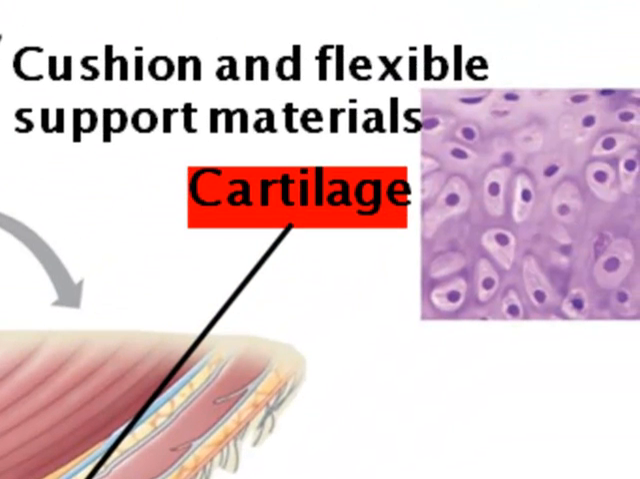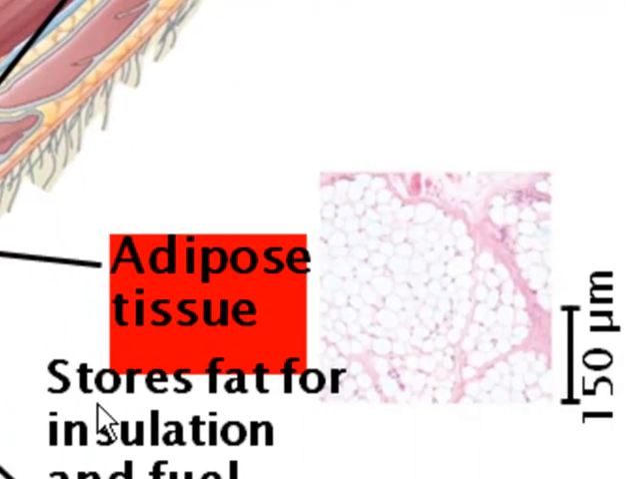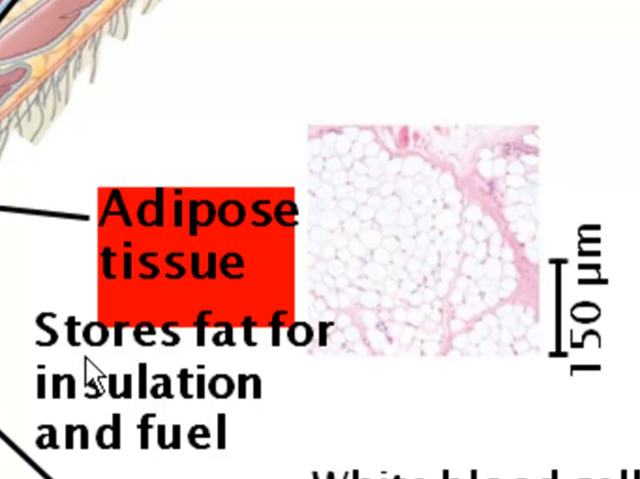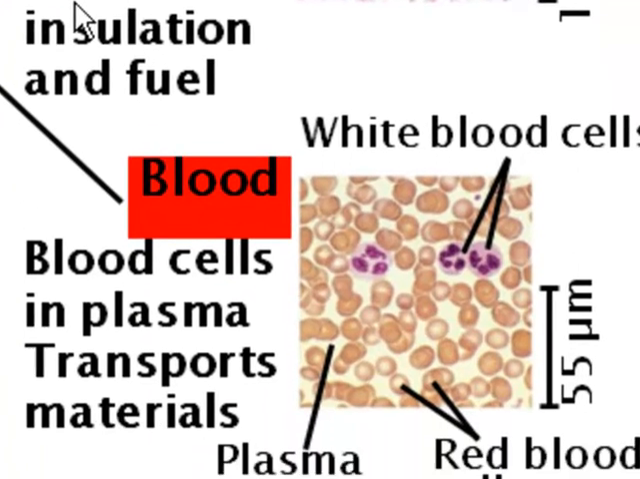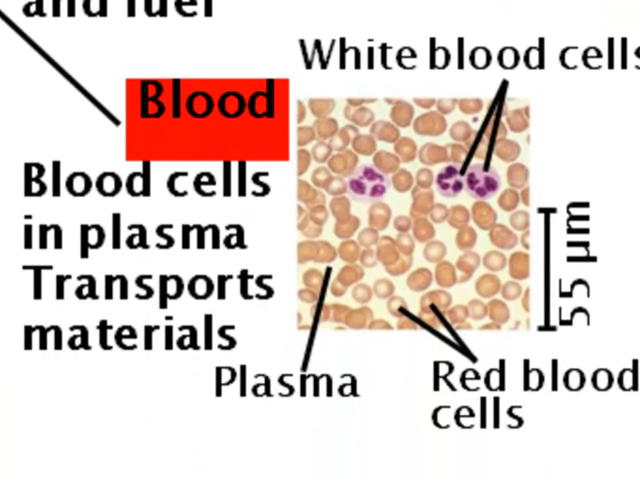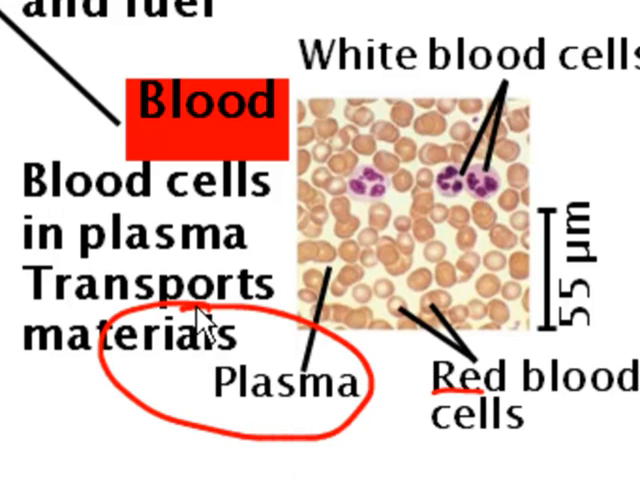The next one is cartilage. Cartilage you can see here in the gel matrix. You can see the chondrocytes in the purple dye. Below that is adipose tissue, lipids or fat used to insulate and as a secondary fuel source for our bodies. And then the last one is blood. Blood contains white blood cells, red blood cells, and those are always embedded in a liquid matrix known as plasma.